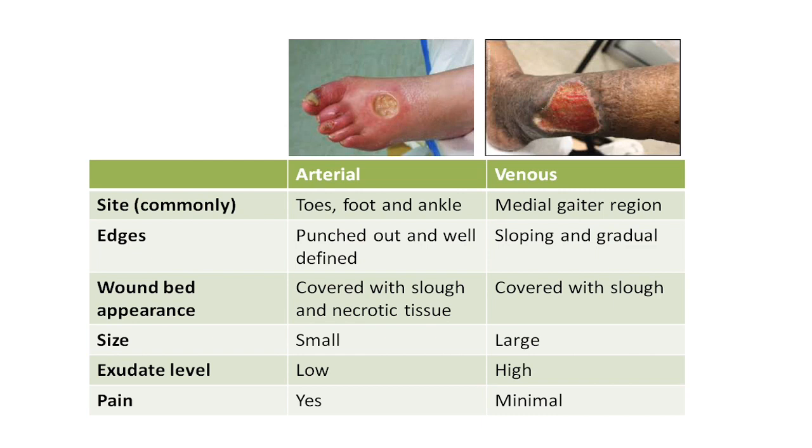Pain: arterial, of course, is associated with severe pain because of ischemia. Pain in the venous ulcer is minimal, but sometimes in chronic advanced cases, the pain may be severe. Also, venous ulcer is associated with skin pigmentation and varicose veins. Arterial ulcer is also associated with negative distal pulses.